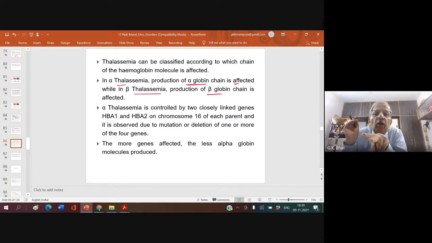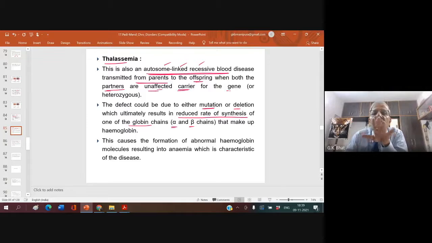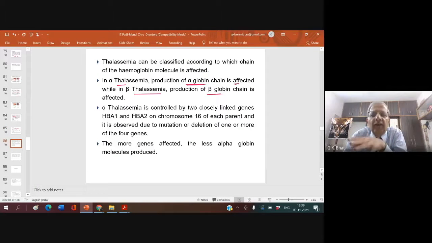What is thalassemia? Thalassemia is an autosomal linked recessive blood disease where either alpha chain or beta chain is produced less. When alpha chain is produced less, it is called alpha thalassemia. When beta globin chain is produced less, it is called beta thalassemia. Alpha thalassemia is controlled by two closely linked genes, 4 alleles. 2 genes, 4 alleles. HbA1, HbA2. So there are 2 alleles, HbA1 and in another locus, another HbA1.